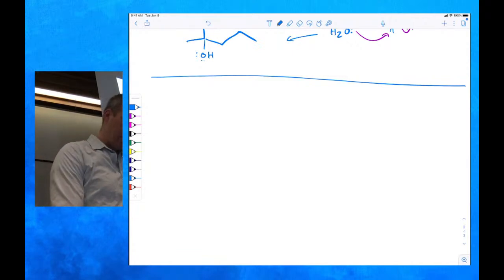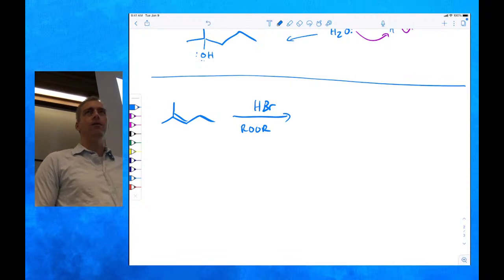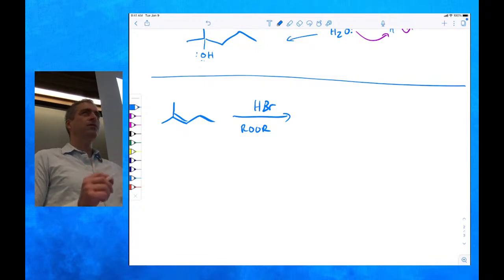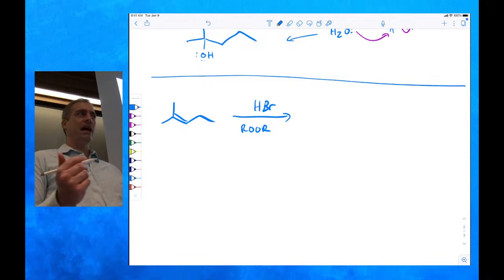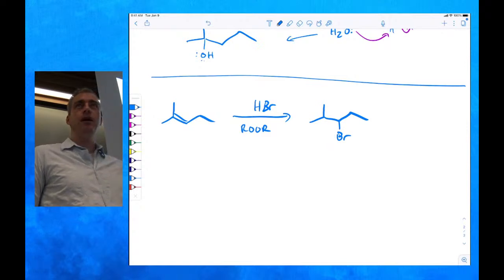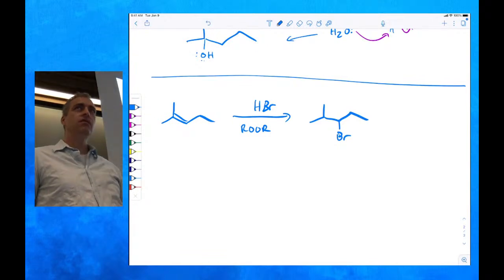This would be a reaction where, I like this alkene. Let's use this one again. We're going to react this one with HBr, and we're going to do it in the presence of a peroxide, ROOR. And so in this case, that peroxide reverses the course of this reaction. What this produces, you still get addition of HBr, but it adds the other way around. It's anti-Markovnikov, this particular reaction, because the peroxides change the way it works.